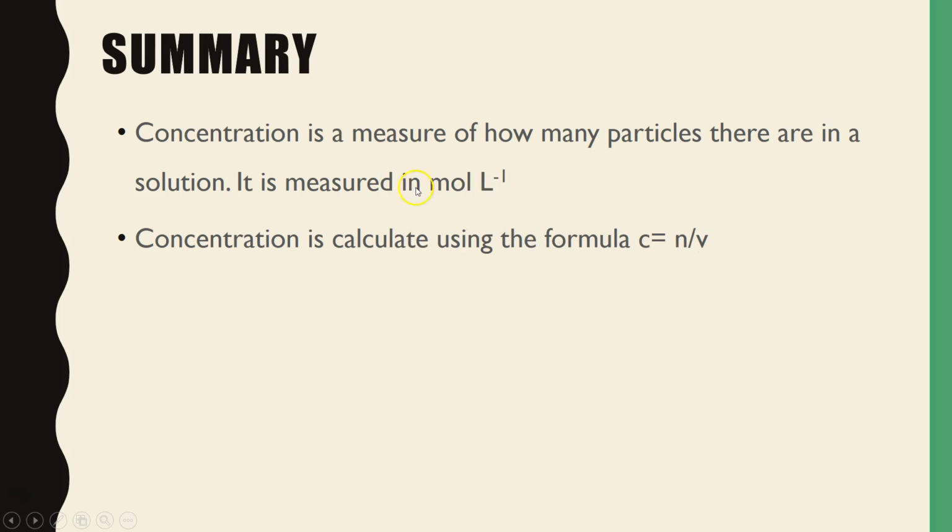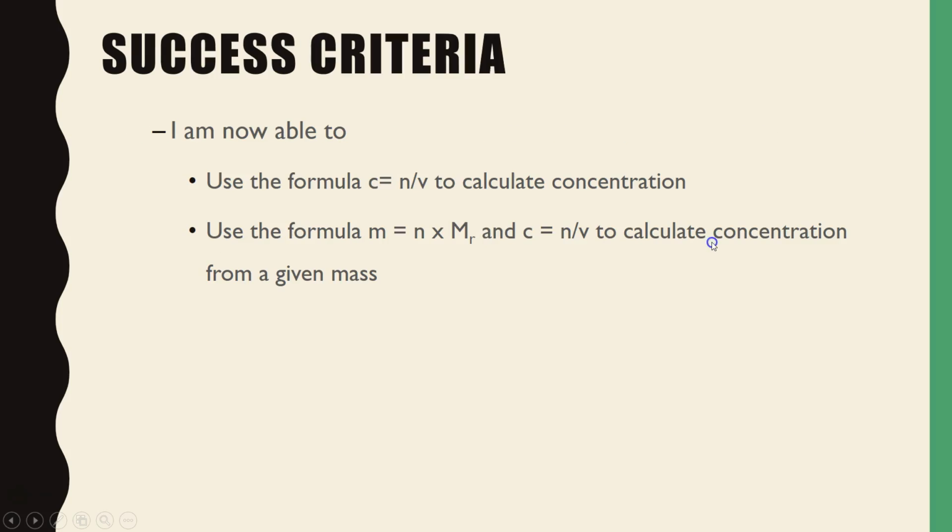This is what you need to know, or a summary of the lesson. Concentration is a measure of how many particles there are in a solution, and it's measured in moles per litre, mol L^-1, which is also represented by capital M, known as molarity. Concentration is calculated by the formula C equals n over V, and this is what you should be able to do after the lesson now. Use this formula to calculate concentration, and use this one here, and this one here, to calculate concentration from a given mass.